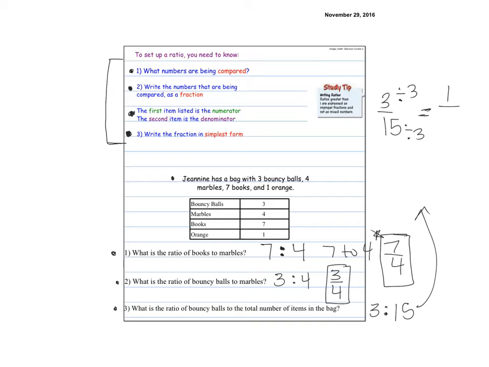So then it would be 1/5. And then we would say 1 to 5. So for every one bouncy ball, there's 5 items in the bag. That is how we would talk about and express ratios.